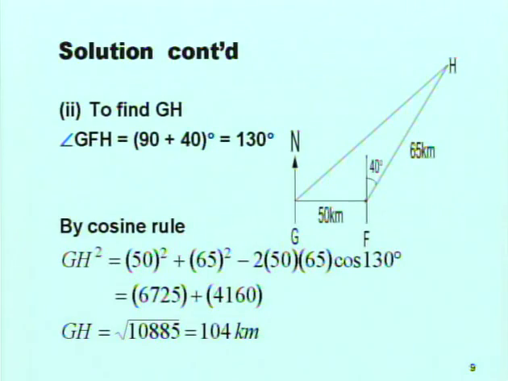When we work it out, the first part gives us 6,725 plus, and note that the cosine of an obtuse angle is negative, so a negative times the negative 2 will give us a positive value. So it is 6,725 plus 4,160. So GH will be the square root of 10,885, which will give us 104 kilometers.